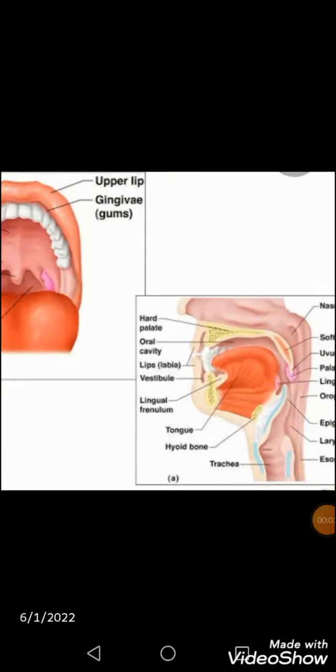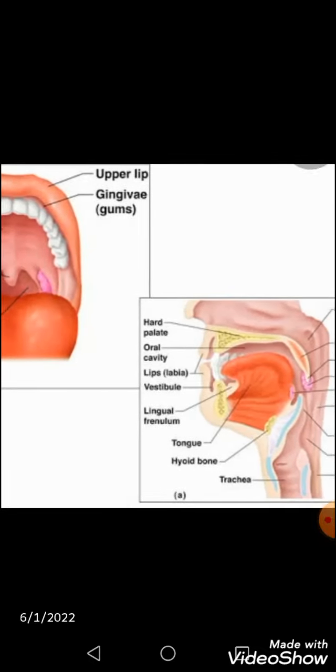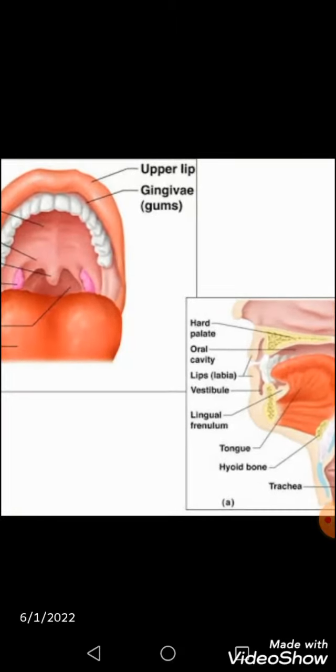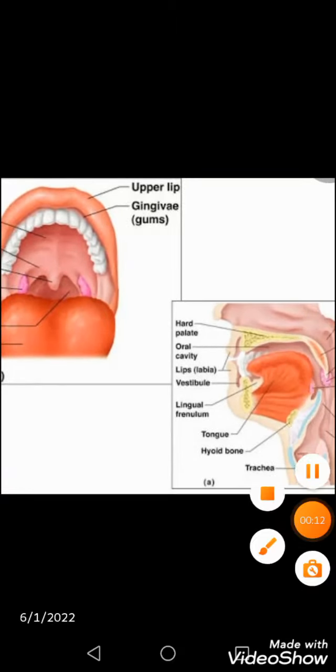The tongue and the pharynx. Which cranial nerve comes into your mind? Yes, it's the glossopharyngeal for your tongue and the pharynx.